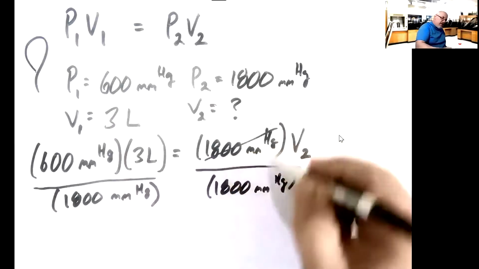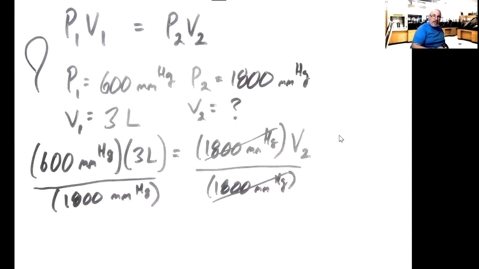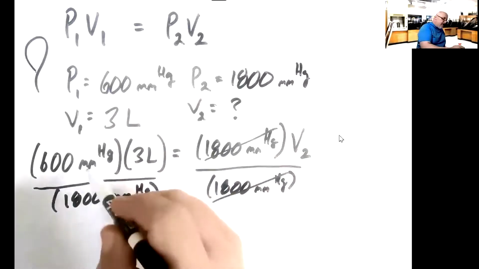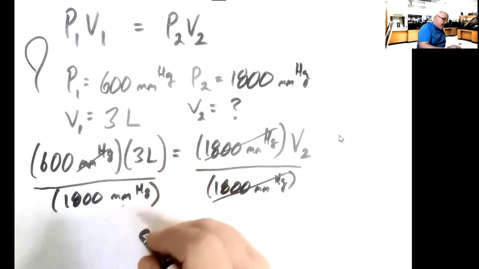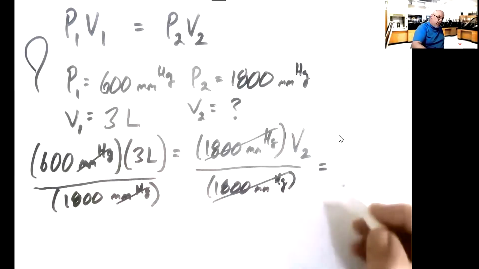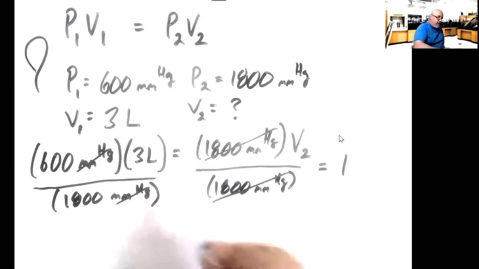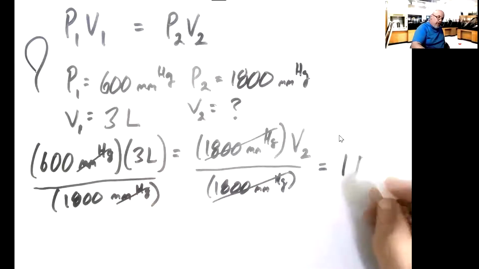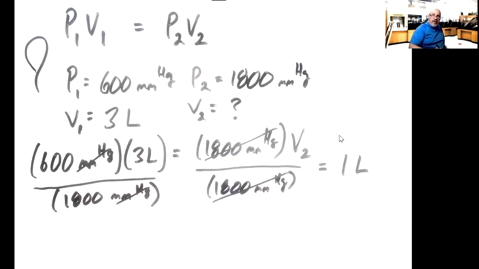So of course, these two things completely cancel out. And less obviously, the millimeters of mercury cancel out. We have something cute here. 600 times 3 on the top is 1,800 liters. And here on the bottom, we've got 1,800, right? So 1,800 divided by 1,800, that's right, the whole thing's just going to be equal to 1. The answer is 1 liter, because that's the unit that wasn't canceled.